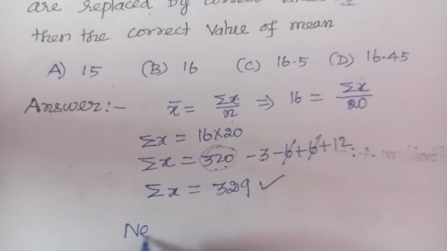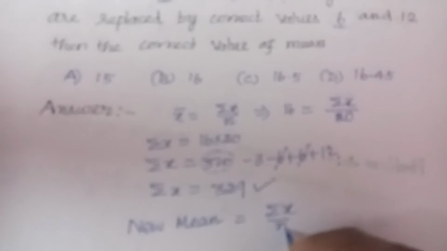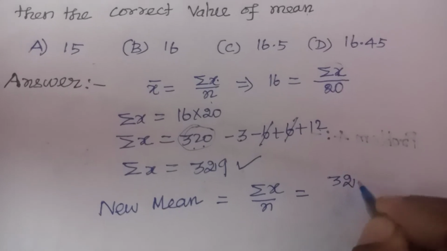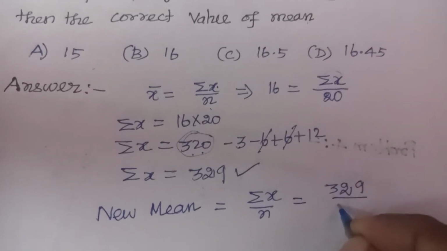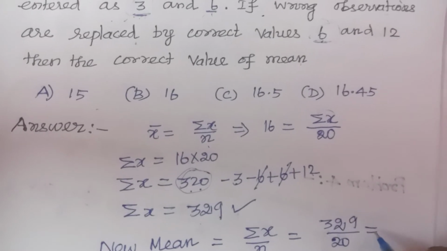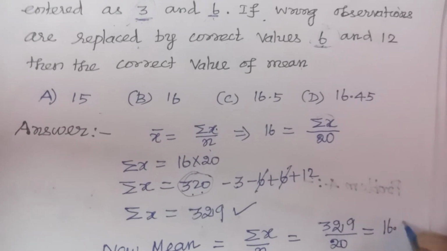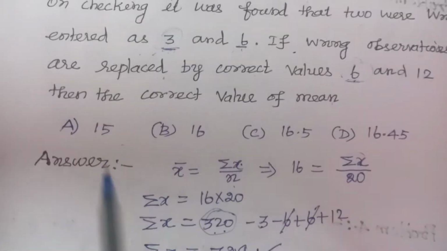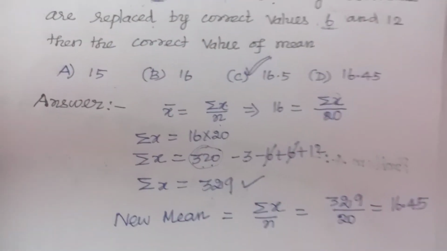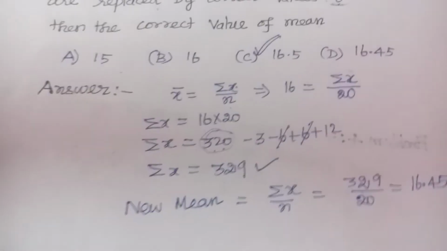Now what is the new correct mean? New mean is summation of x divided by n. What is the summation x? 329 divided by the number of observations. We know the number of observations, n, is 20. So 329 divided by 20 is 16.45. Of the given options, 15 no, 16 no, 16.5 is the correct answer. Right? Okay, go to the next problem.